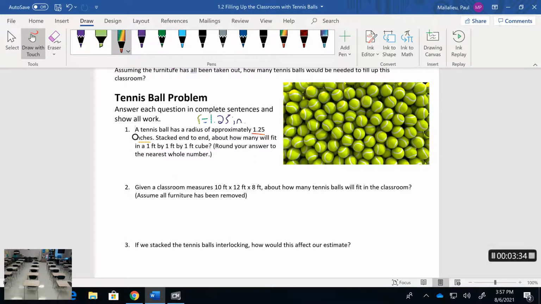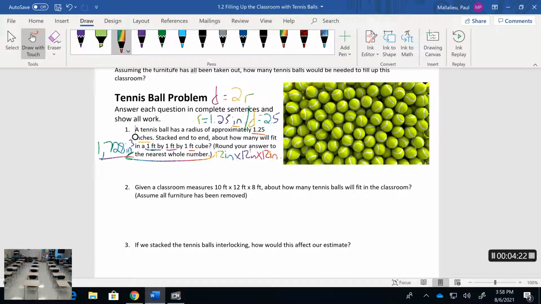A diameter is 2 times your radius. So if we want to know it all the way across, we'd have to double it, so 2.5. And then if we are taking our 1 by 1 by 1, if we multiply that, it's just 1, but this is inches. So our conversion from the last one we saw was 1 foot is 12 inches. So if we do 12 inches times 12 inches times 12 inches, that's different, because now that gives us 1,728 inches cubed. All right, so we're dealing with cubed because we have length, width, and height in a room, or in a cube in this case.